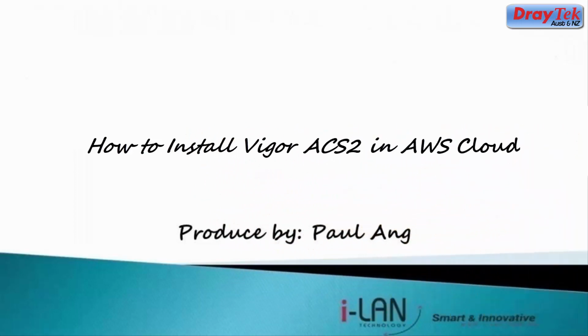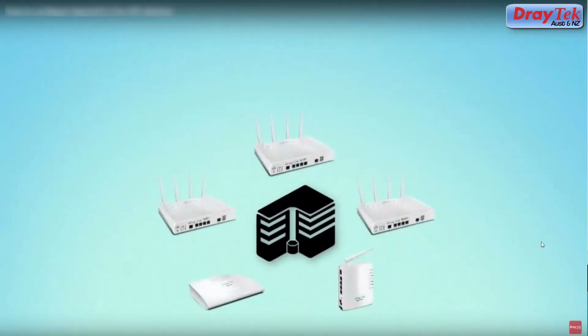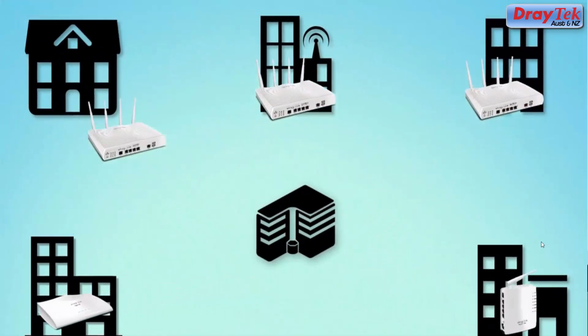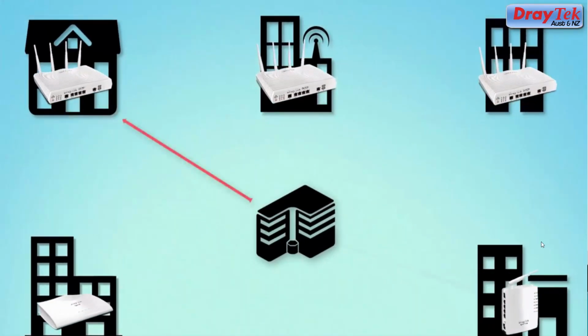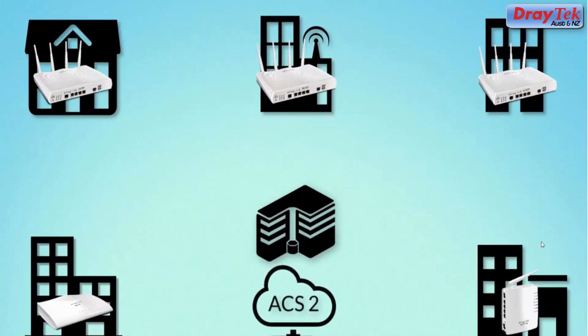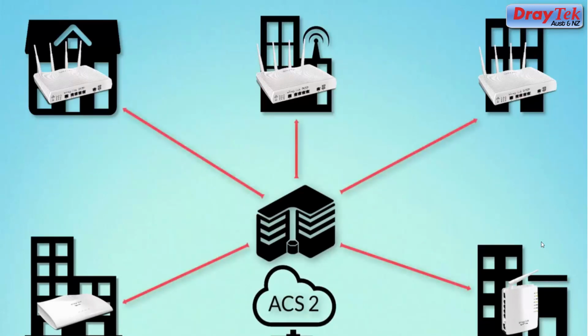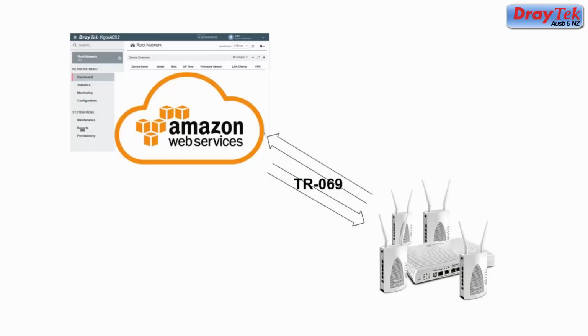VigorACS 2 is a TR069 based centralized management system for DrayTek Vigor devices. It is a management tool that would help network engineers and systems integrators to configure, monitor, and manage DrayTek devices remotely from the comfort of their offices or homes. Amazon Web Services allows you to set up a cloud-based management system running VigorACS 2.